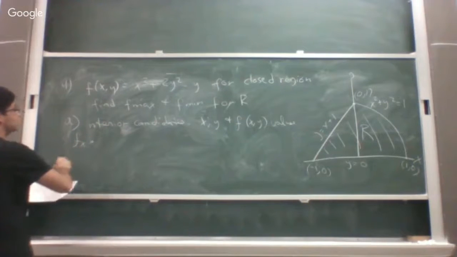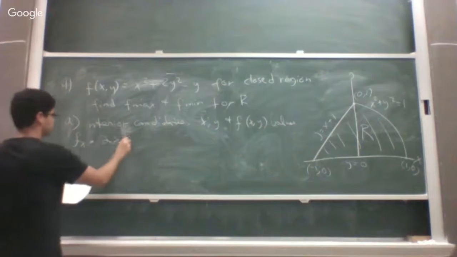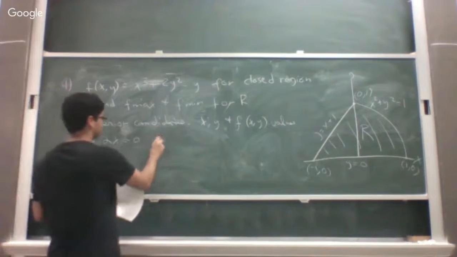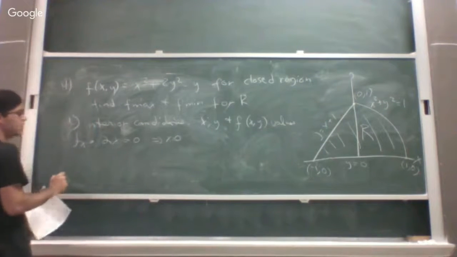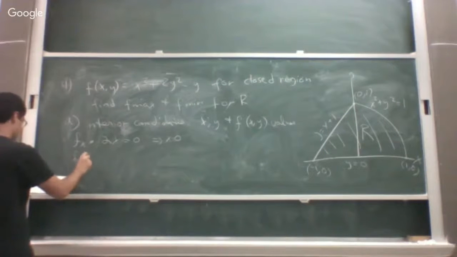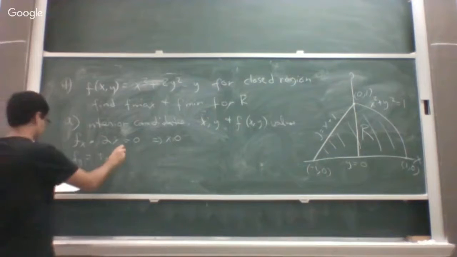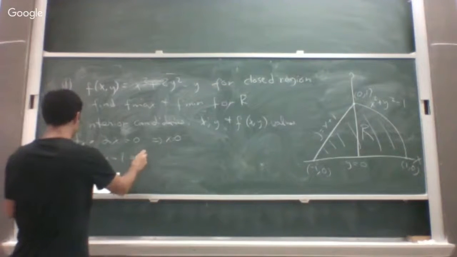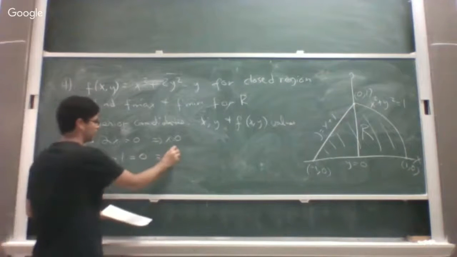But you find f of x, which is what in this case? 2x. We set it equal to 0. X is equal to 0 now. Can you guys read that? Yeah. F of y is equal to what? 4y minus 1. We set it equal to 0. And y is equal to what? Positive 1/4.